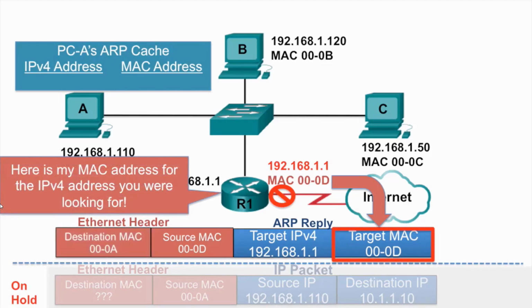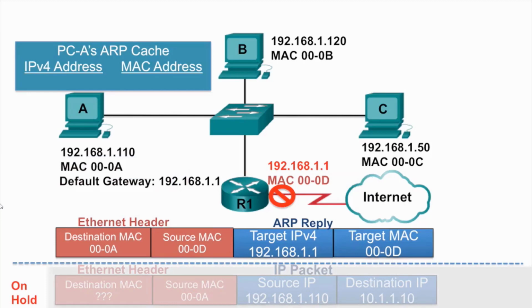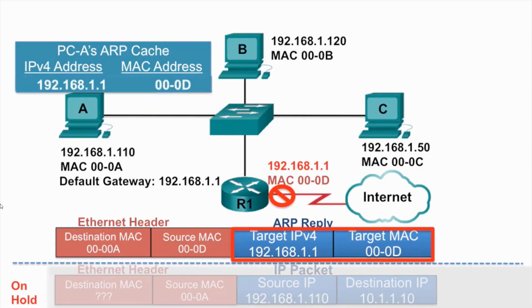The destination MAC address of the ARP reply is a unicast directed for PCA. So it is a destination MAC address of 000A, so PCA receives the ARP reply. PCA, when it receives the ARP reply in response for its ARP request, sees the target IPv4 address and the target MAC address and adds that to its ARP cache.